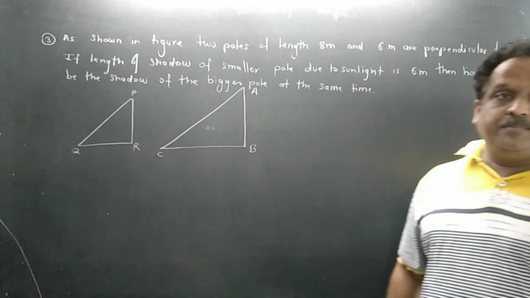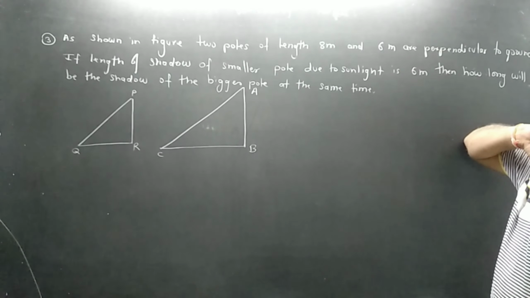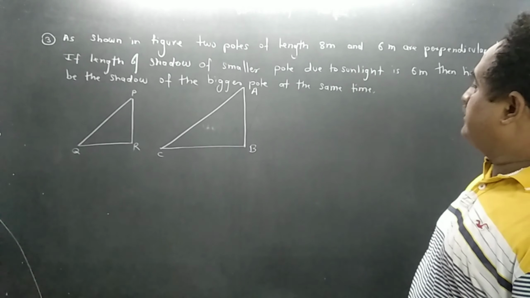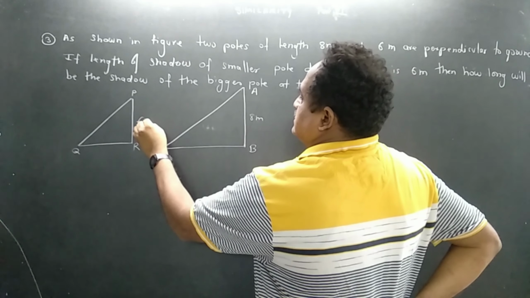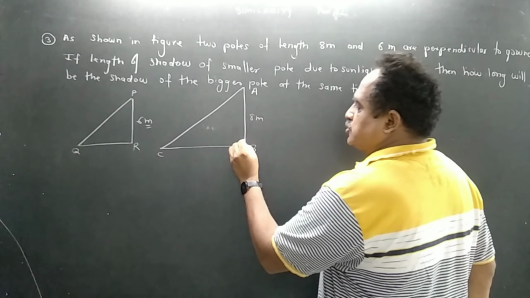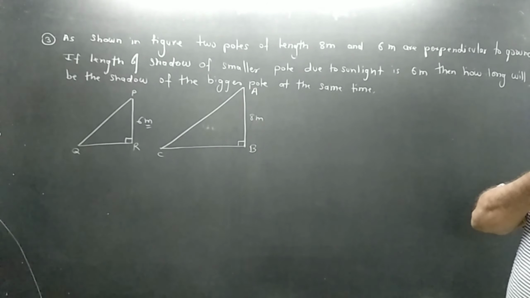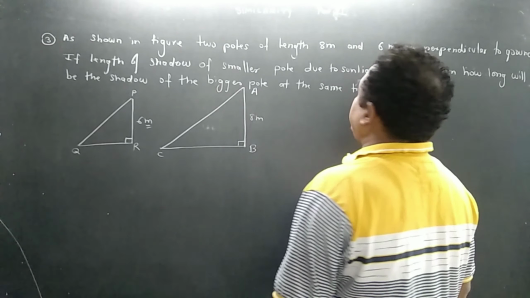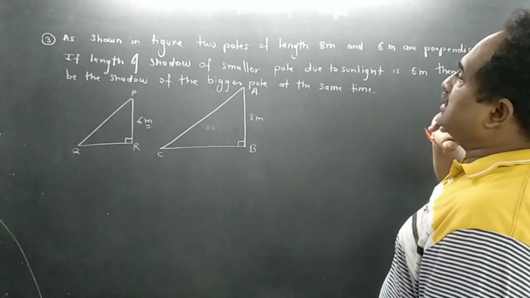This is question number 3. And they have given the figure as well as a question like this. As shown in the figure, two poles of length 8 meter and 6 meters are perpendicular to the ground, means they should look like this. If the length of the shadow of the smaller pole, this is the smaller pole, due to sunlight is 6 meter.